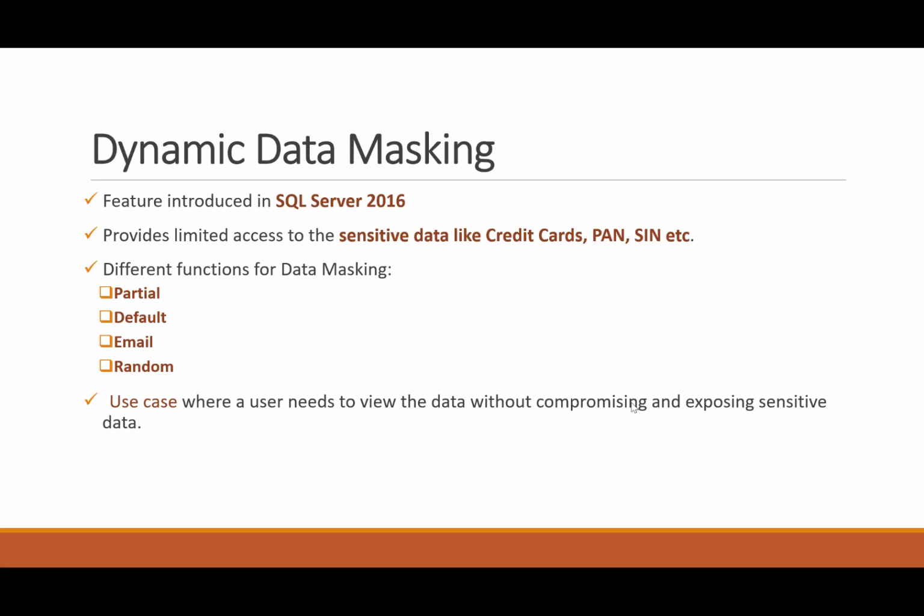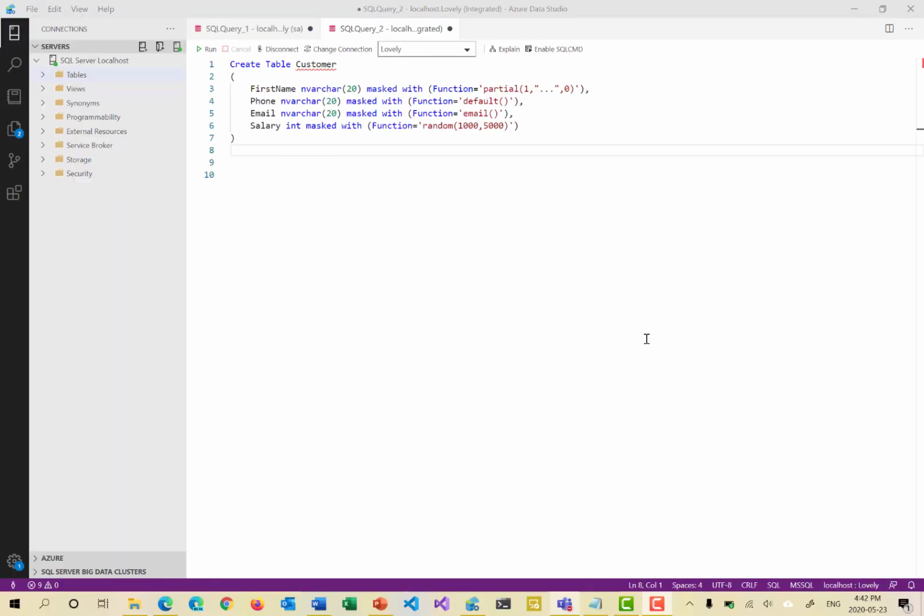Typically, dynamic data masking can be used in case we are going to provide a user a kind of view to the data without compromising and exposing sensitive information in that data. So let's see how dynamic data masking actually works in SQL Server.